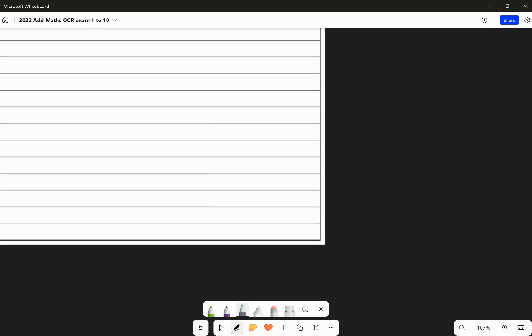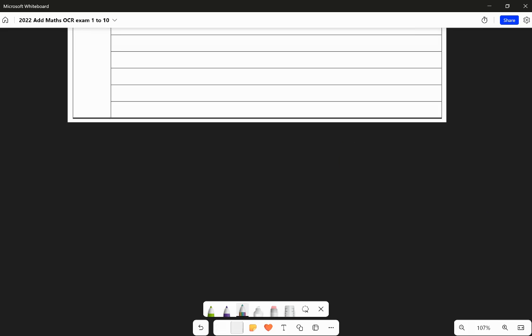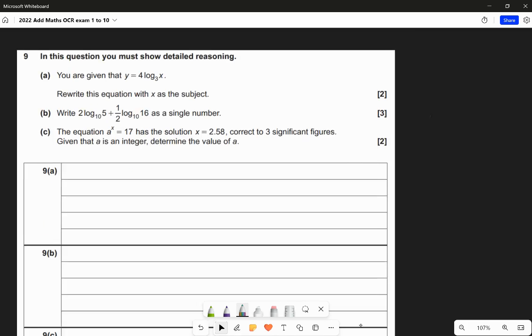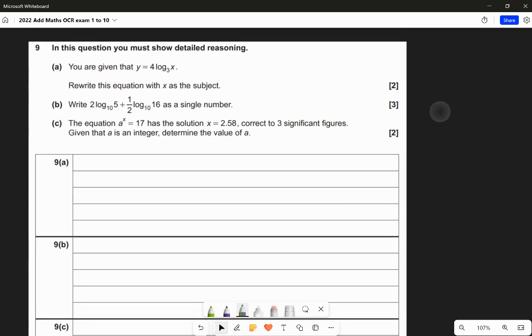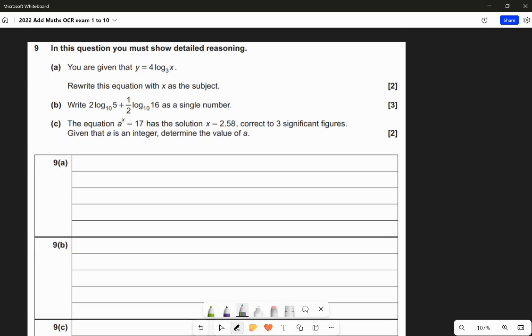Okay, question 9. 2 questions to go in this part of the video. Okay, logarithms question, lovely. In this question, you must show detailed reasoning. Okay, fantastic. So you're given that y equals 4 multiplied by log base 3 of x. Rewrite this equation with x as the subject.